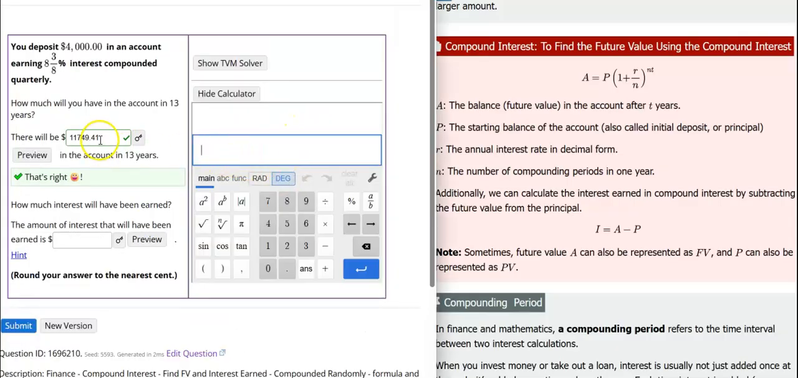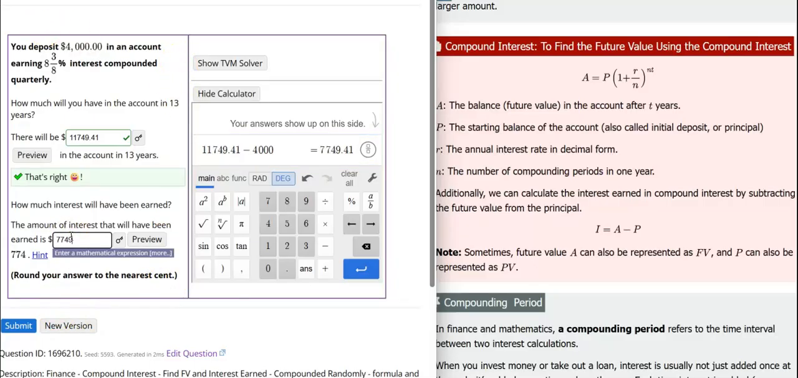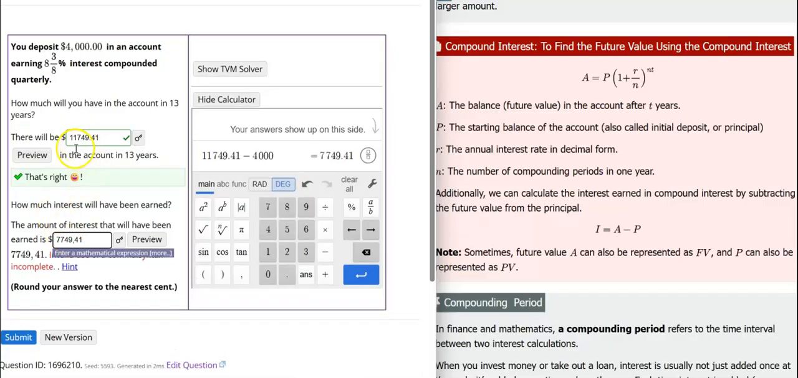What's the A value? This is the A, which is future value, which we found before, 11,749.41 minus the present value, which is principal, 4,000. So you get 7,749.41. That's the interest.